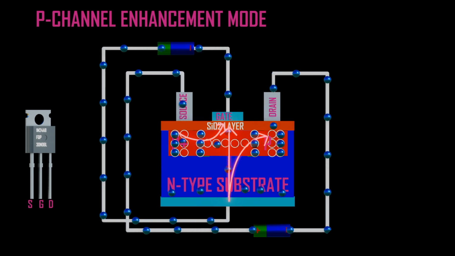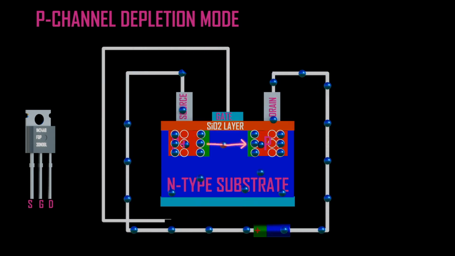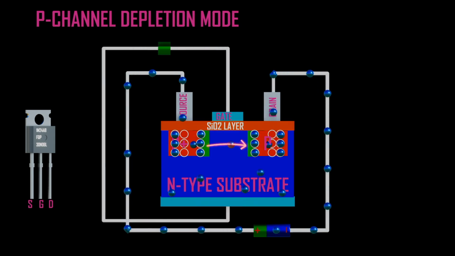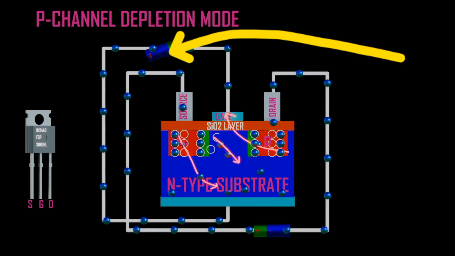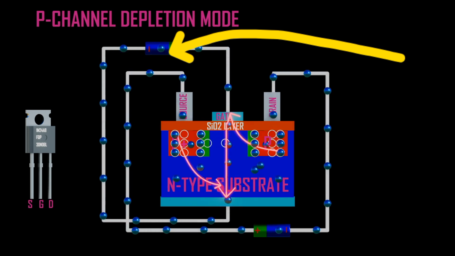But when the potential at the gate is reversed, the electric field formed from the gate terminal is reversed. Hence electrons move towards the base. This facilitates a decrease in the number of holes in the channel, hence called depletion mode, since holes have been depleted in the channel.